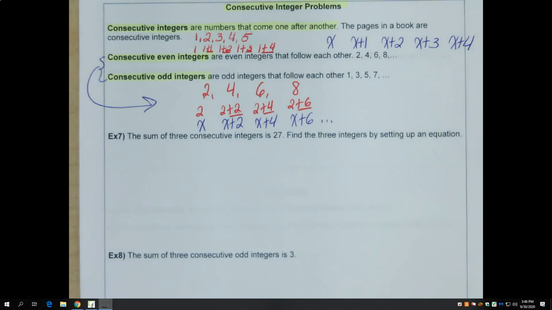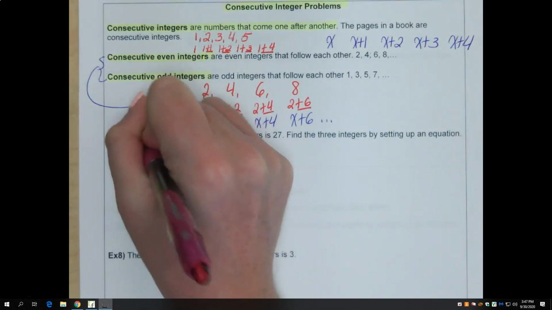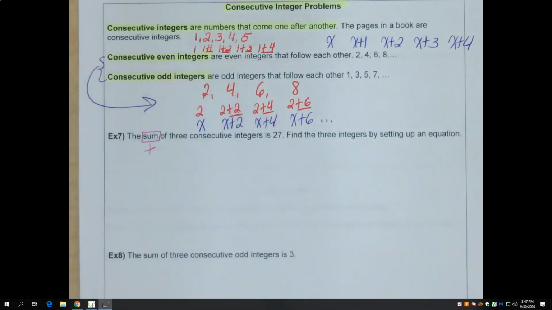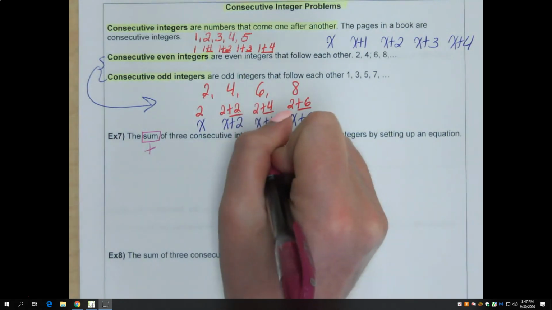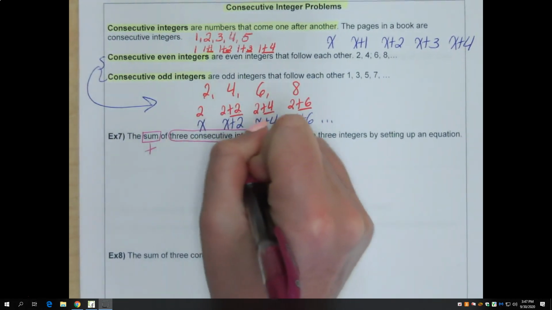All right, let's look at example 7. The sum of 3 consecutive integers is 27. Find the 3 integers by setting up an equation. All right, I'm going to cube this question just like we would any other problem that we read. So I see the keyword sum. Sum tells me to add. All right, 3 consecutive integers.